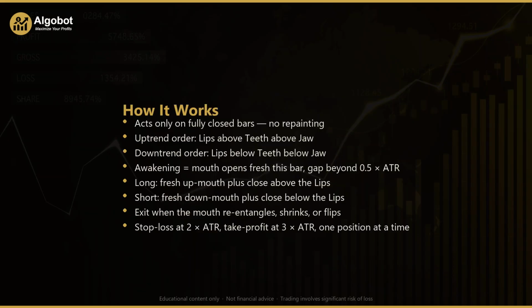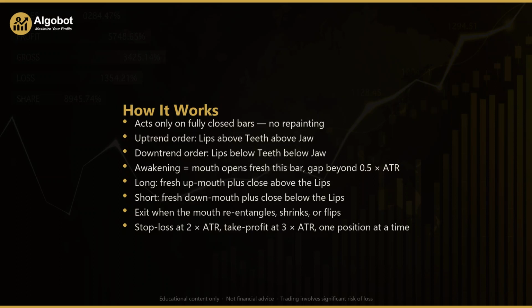Let's walk through the exact logic step by step. The strategy only acts on a fully closed bar, so it never repaints or reacts to an unfinished candle. On each new closed bar, it updates the three alligator lines and calculates the current ATR value. First, it checks the order of the lines. For an uptrend, the lips must be above the teeth, and the teeth must be above the jaw. In other words, the fastest line sits on top, and the slowest line sits on the bottom. For a downtrend, it's the mirror image: the lips below the teeth, and the teeth below the jaw.